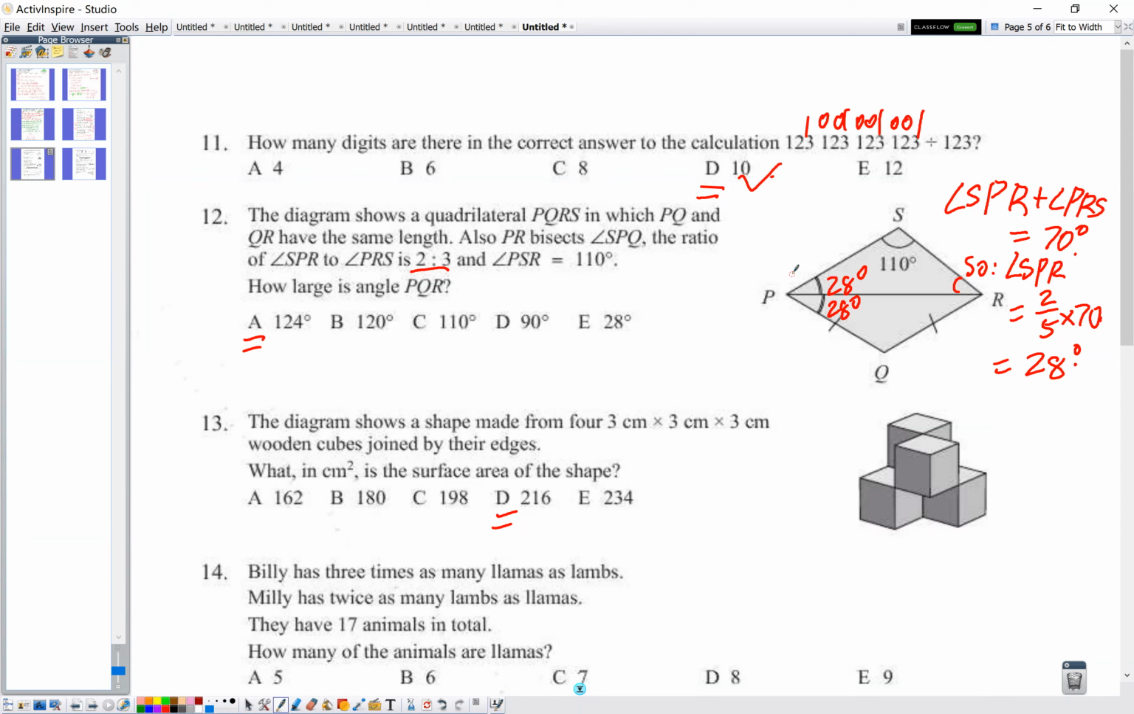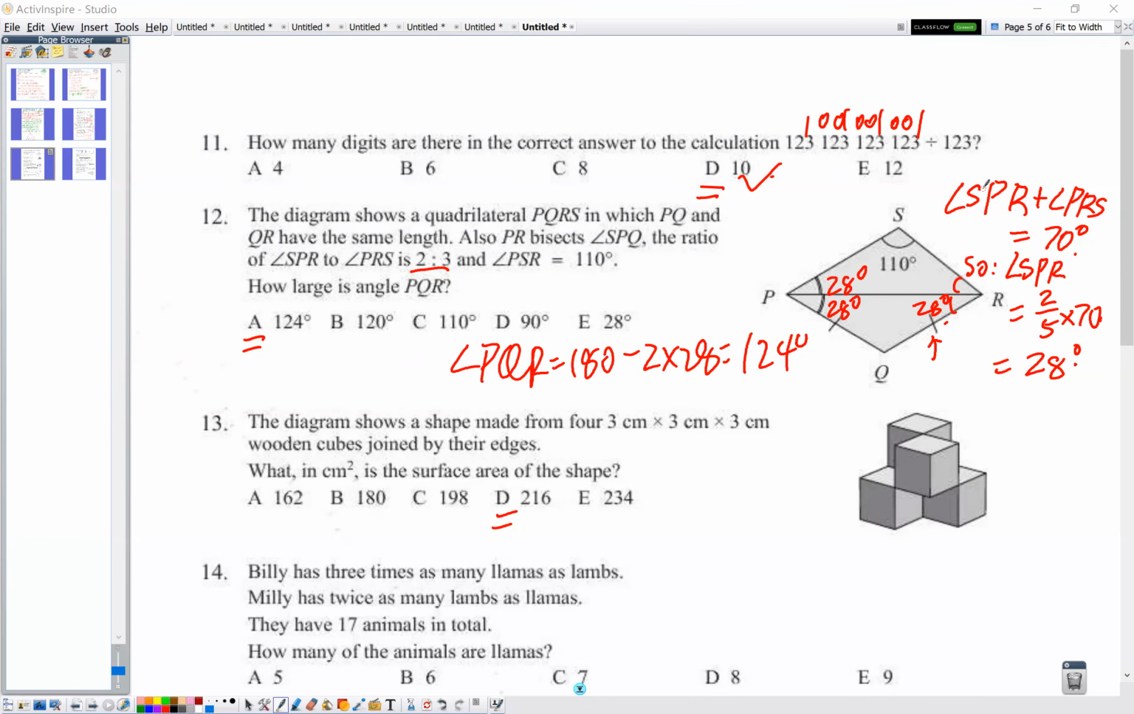Next, look at triangle PQR. PQ equals QR because the question gives you the symbol here. This will become 28 degrees as well. So therefore angle PQR is 180 minus 2 times 28. The answer is 124 degrees. This is how you get the answer for this question.